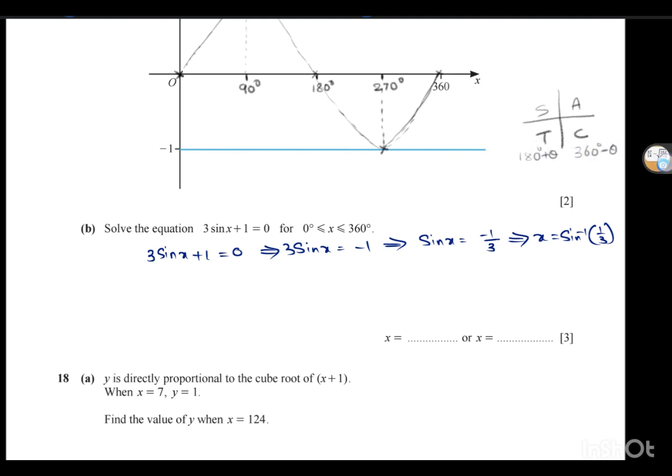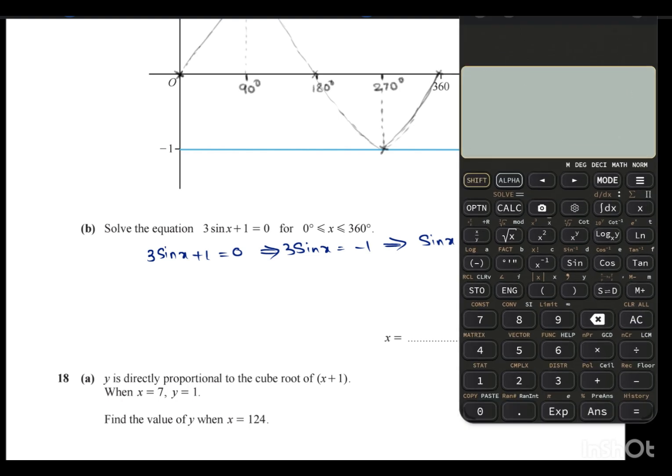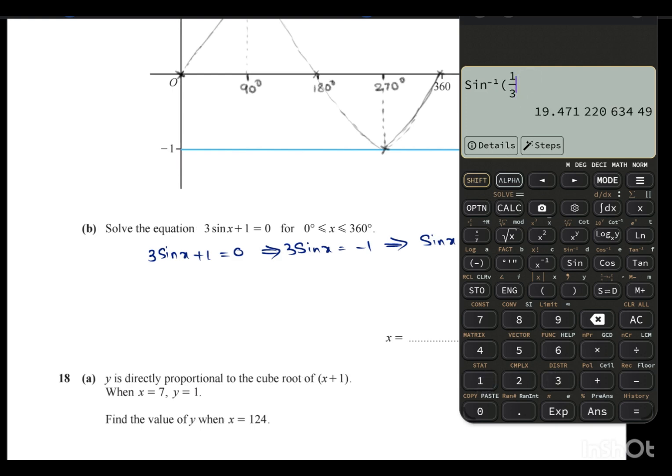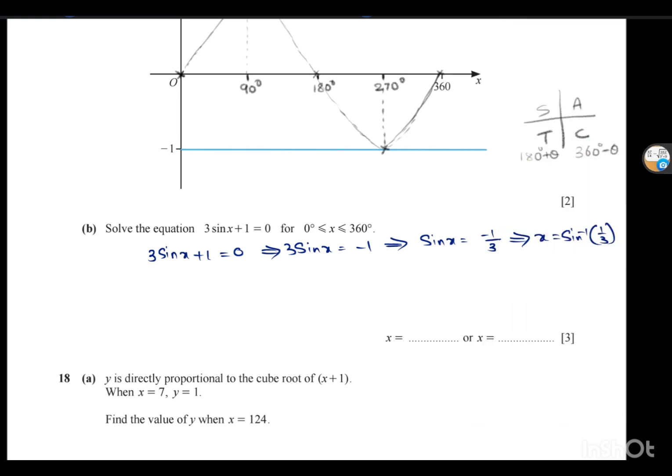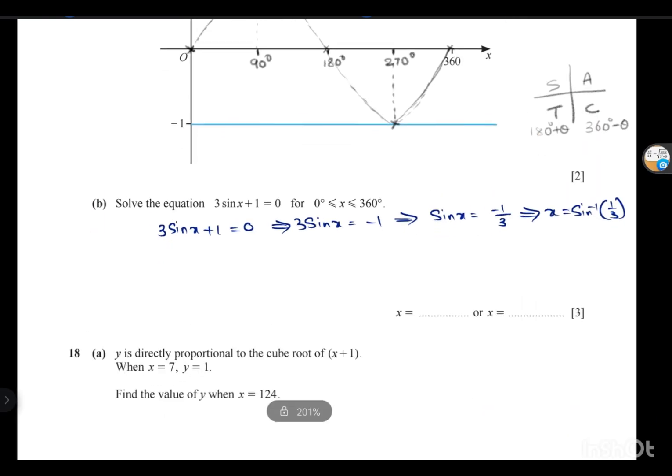Find out theta first, the x value. So sine inverse of 1 by 3 is 19.471. So let us take 19.47. So x is equal to 19.47. This is the theta value. So now find out 180 plus 19.47 and 360 minus 19.47.